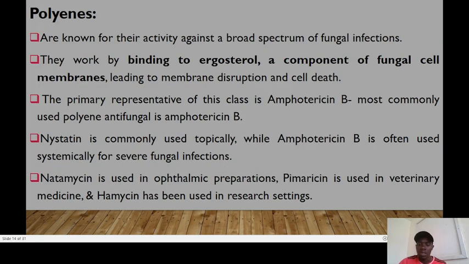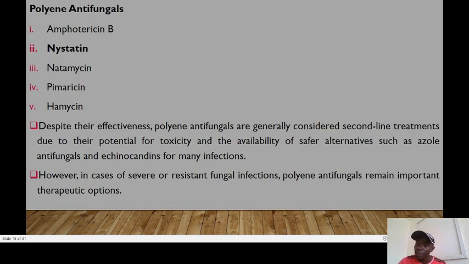So the first group of antifungal drugs are what? The polyenes, right? Why are they referred to as polyenes?